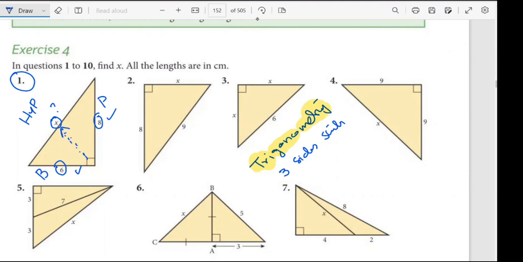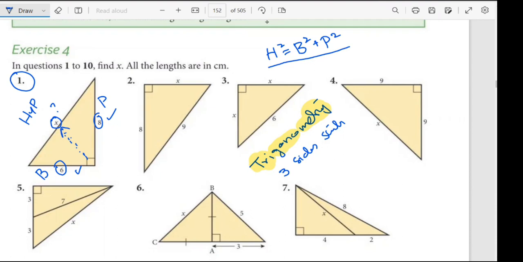Because what is the formula of Pythagoras theorem? Hypotenuse square is equal to base square plus perpendicular square. This is the formula for any right angle triangle in which the sides are involved. I repeat, there will be no involvement of angle, only the sides are involved, then we will use this Pythagoras theorem.